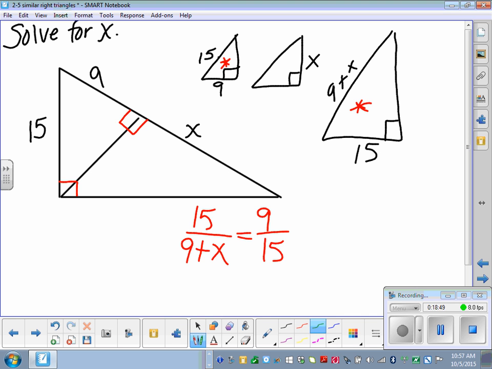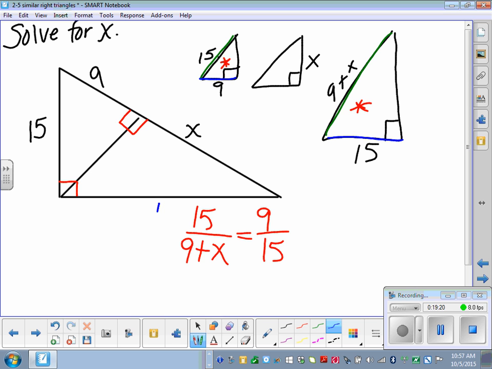With similar triangles, we can set up a ratio of corresponding sides. So 15 is the hypotenuse, 9 plus x is the hypotenuse. Those are corresponding sides, so I said 15 over 9 plus x. And then I started with the small triangle, so I got to stay consistent, is equal to 9 over this side on that big triangle, which was 15, so 9 over 15. That's how you set up ratios of corresponding sides. Now we'll cross multiply and solve for x.